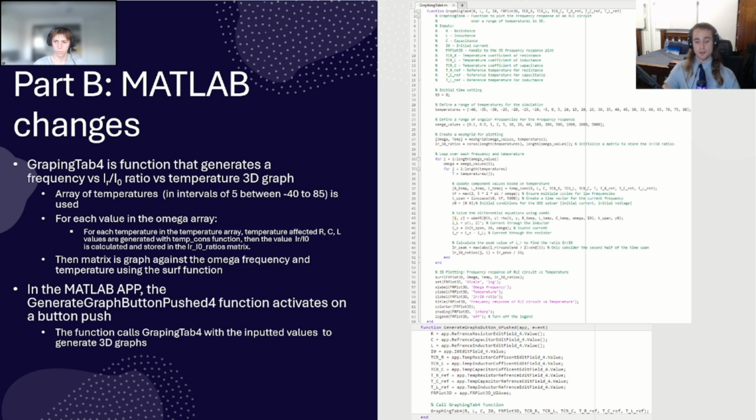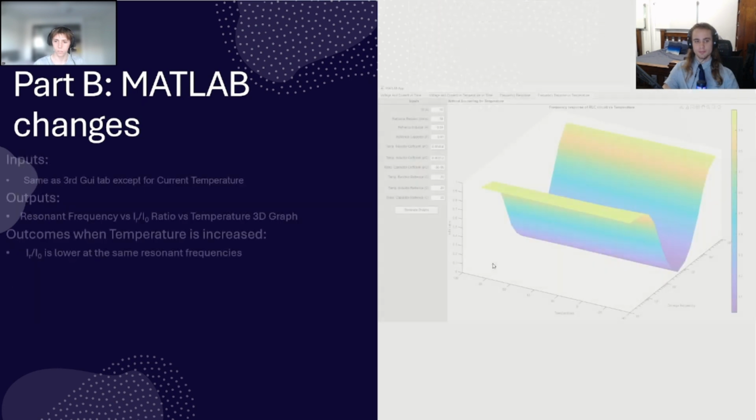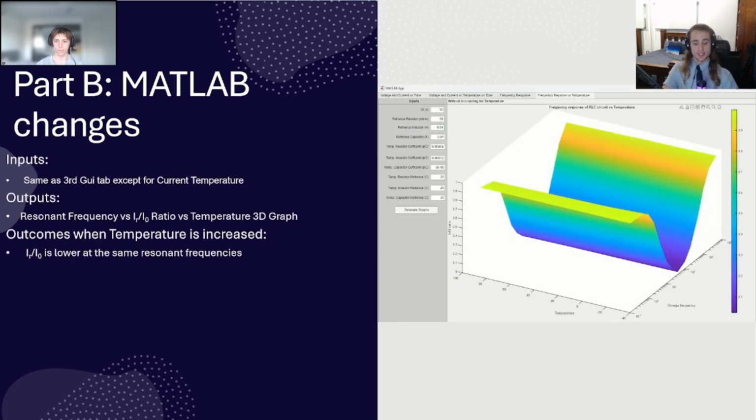In the MATLAB app, the Generate Graph button push 4 function activates on a button push. The function calls the graphing tab 4 with the inputted values to generate a 3D graph. Based on the inputted values on this tab, the app outputs the resonant frequency versus current over resistor over initial current ratio versus temperature 3D graph. The trend of lowering IR over I0 as temperature increased was also observed in the graph.